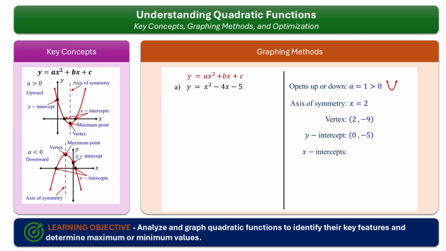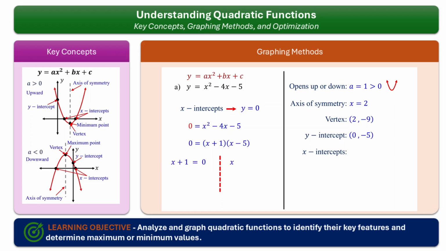Next, find the x-intercepts. The x-intercepts occur when y equals 0. So, set y to 0 and solve for x. Let's use the factoring method. We need to find two numbers that multiply to give negative 5 and add up to negative 4. We know that 1 times 5 equals 5. But if we make 5 negative, they multiply to negative 5 and also add up to negative 4, right? Therefore, when we factor this quadratic equation, it becomes x plus 1 times x minus 5.